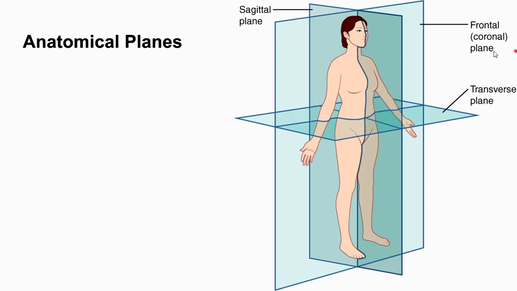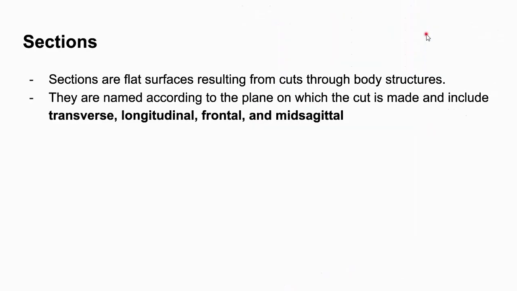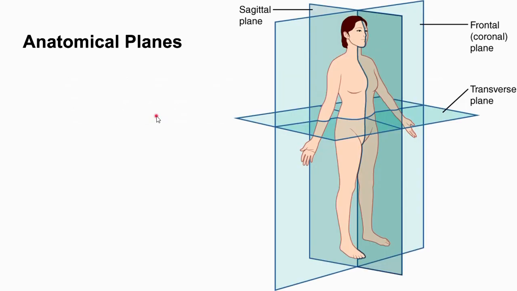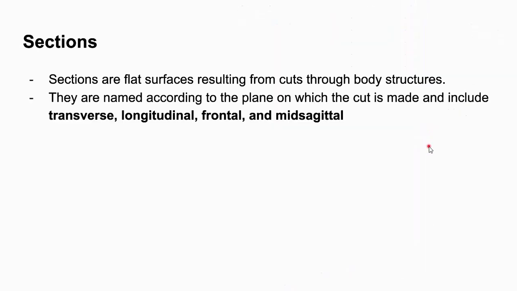For example, the frontal plane will result in a flat surface called the frontal section, and the longitudinal plane will result in a longitudinal section. So the longitudinal plane, which is also called the frontal plane here, gives the longitudinal section.